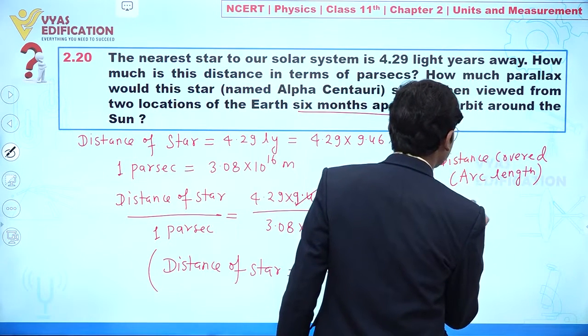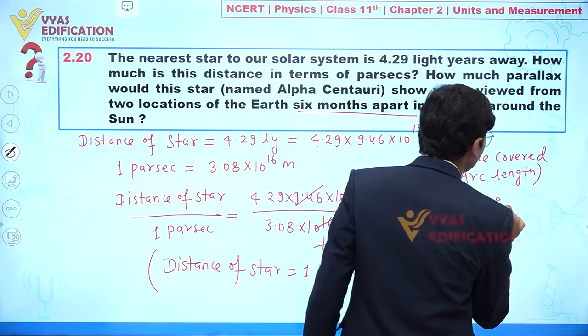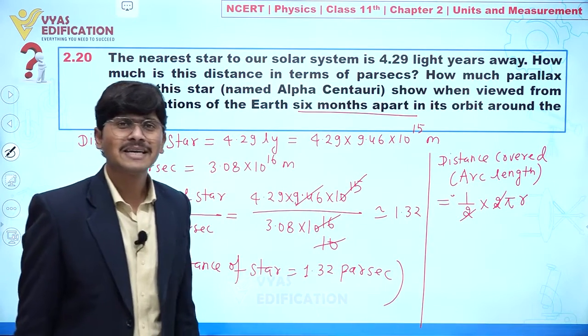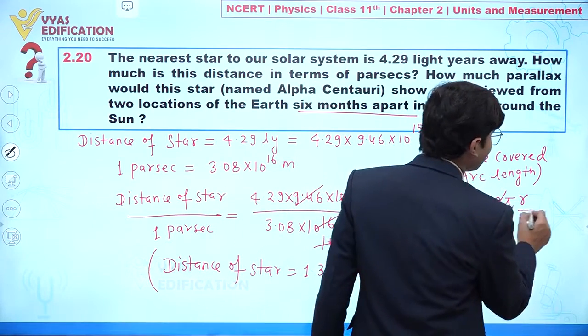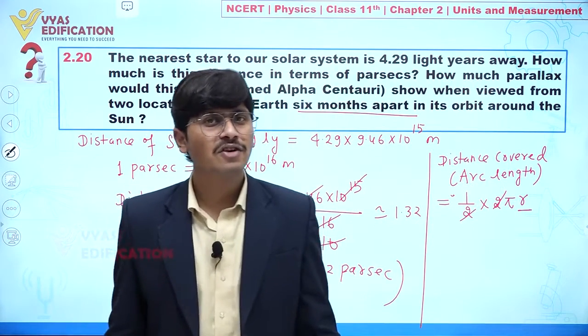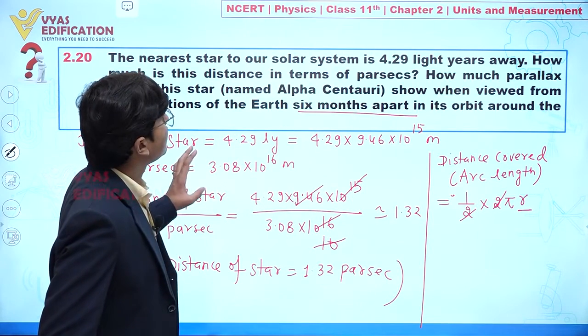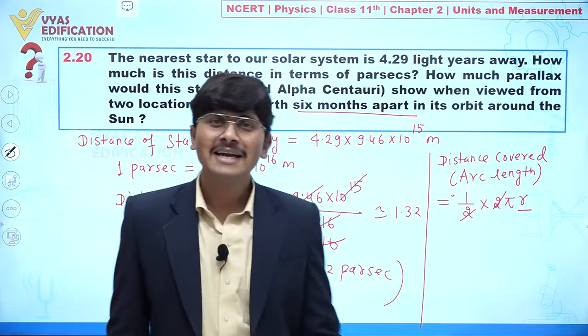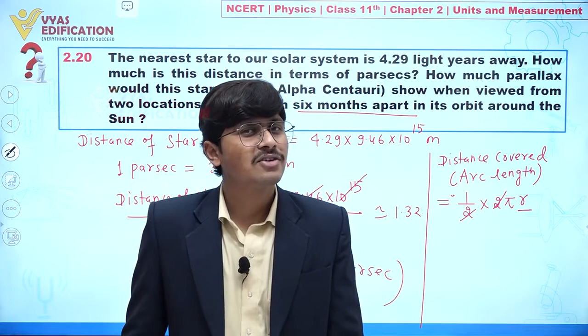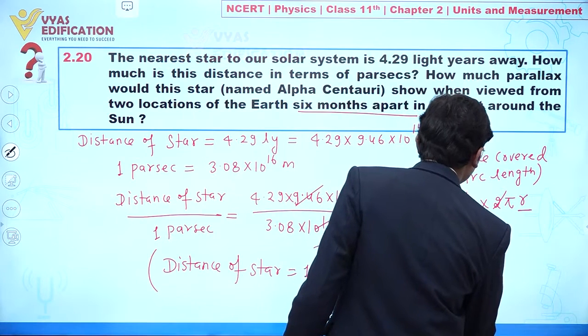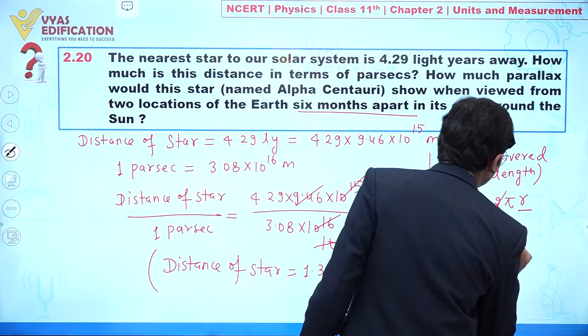We can say this is equal to 1/2 into circumference, this is 2 pi r. So from here we can say this is pi r. Now r is what? In this case, Earth is revolving around the Sun, so r is the distance between Earth and Sun, and that is equal to one astronomical unit. So we can say this is equal to pi multiplied by 1 astronomical unit.